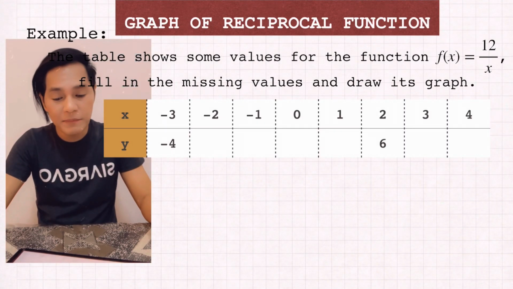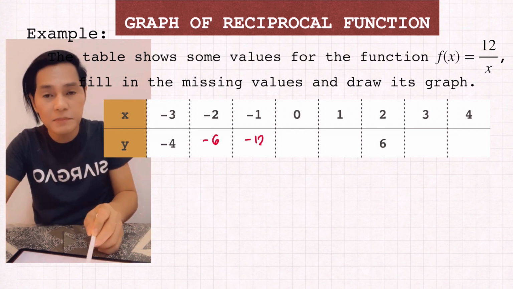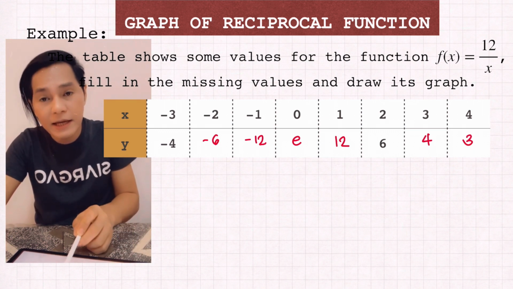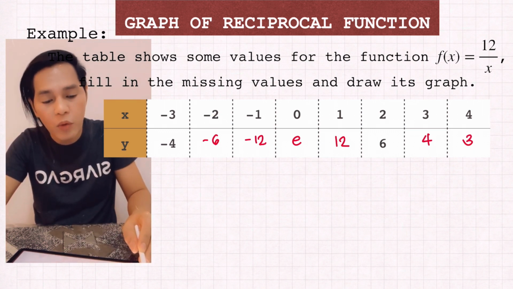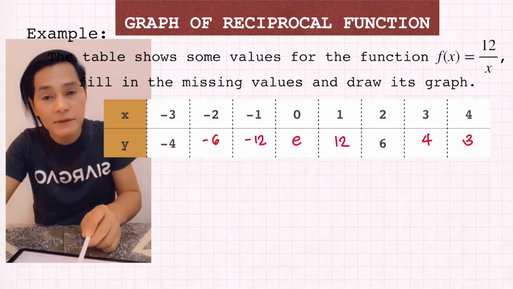Now let's solve for the missing values of y. So we have here negative 6, negative 12, E, which means error or undefined. We have 12, 4, and 3. Why is this negative 6? Because we just simply divide 12 divided by 2. We have here negative 6. 2, I mean. 12 divided by negative 1, then negative 12, and so on and so forth.